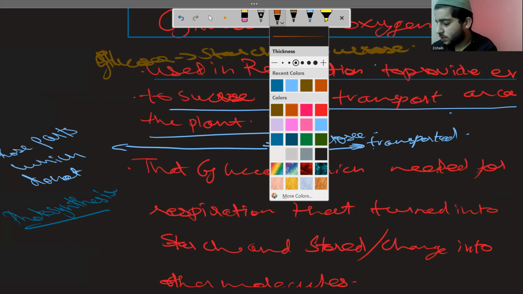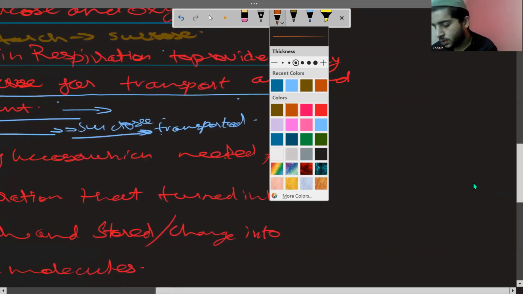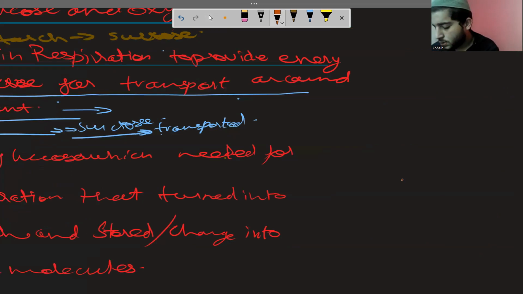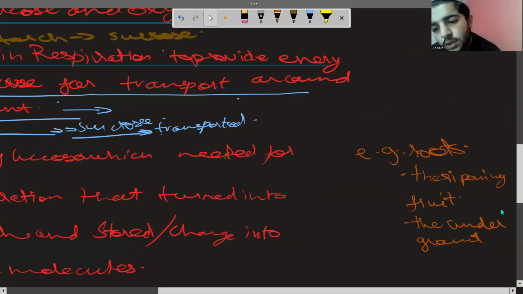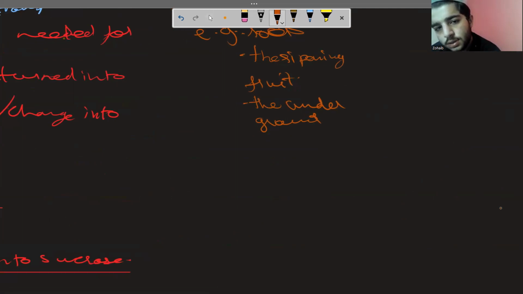Let me give you examples of those parts. Examples are the roots. Roots have no chlorophyll, nor do they get sunlight. Then the other is the ripening food, and the underground storage organs, and the new shoots.